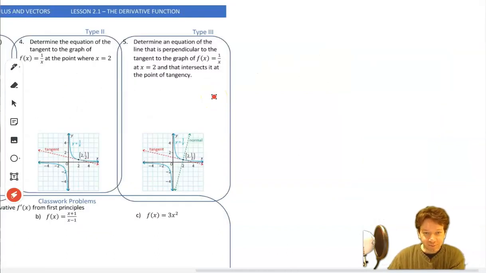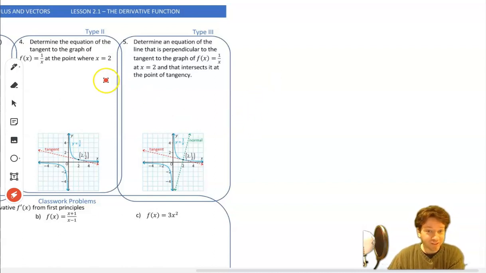Alright, so the next example says determine the equation of the tangent to the graph. So it doesn't want to find the slope. It's not asking you to find the derivative function. It just says find the equation of the tangent to this function at this point. So in order to figure out an equation of a tangent, which is a line, we need to know the slope. And we need to know some point on that line.